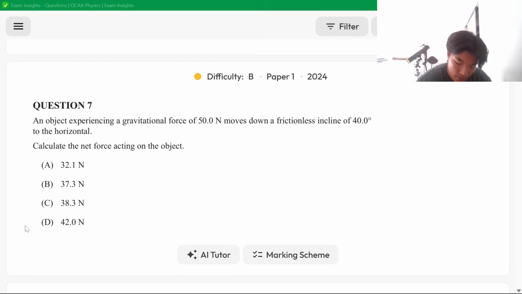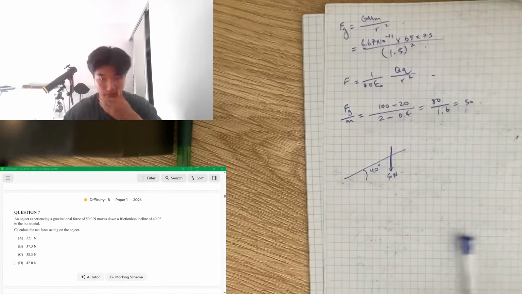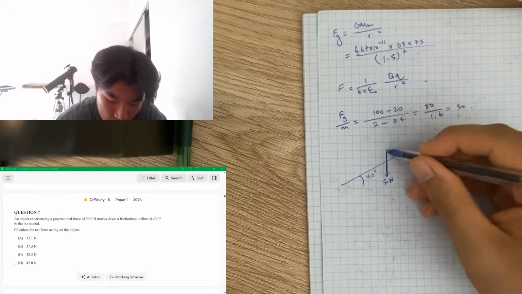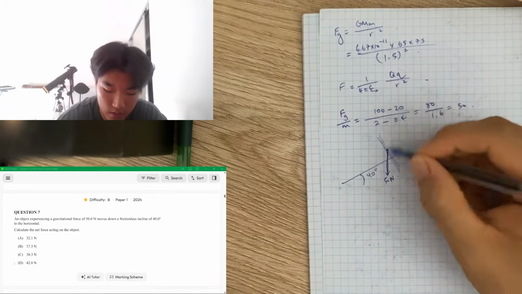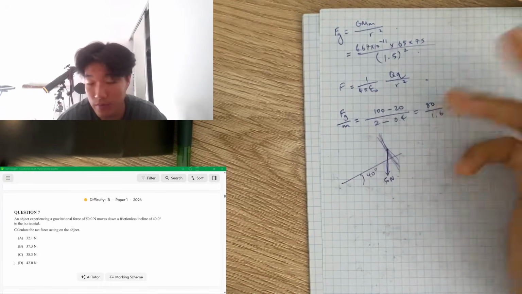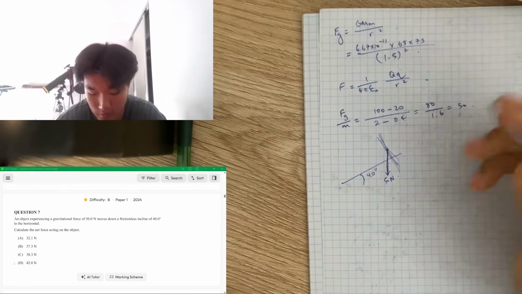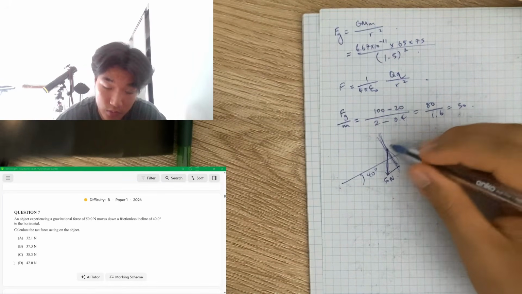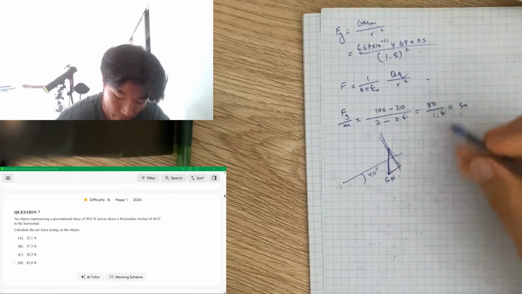40 degrees. You have a gravitational force strength of 50 newtons. Frictionless incline. There's no force due to friction. In terms of the force acting on the object, we can neglect the perpendicular or the vertical force components. Let's just talk about the parallel. So it's frictionless, so there's no force of friction going up the plane.